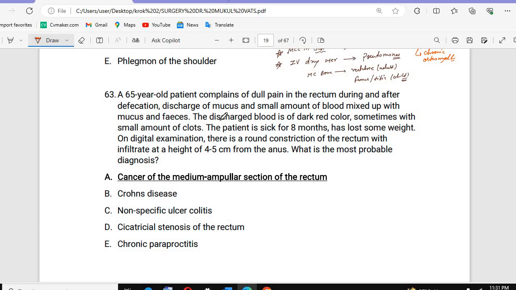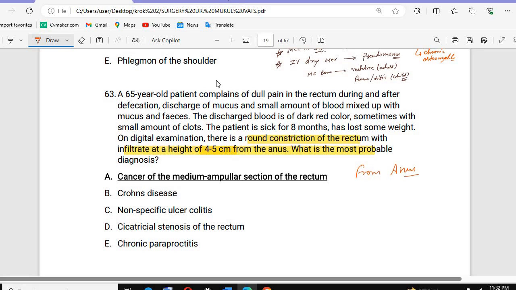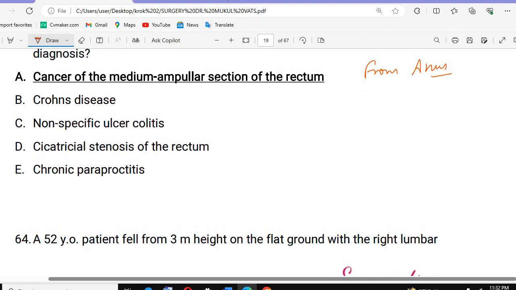A 65-year-old patient complained of this; this is a direct anatomical question. There is a round constriction of the rectum with infiltrate at a height of 4 to 5 centimeter from the anus. Anatomically, from the anus, the rectum has three parts: the upper, middle, and lower.